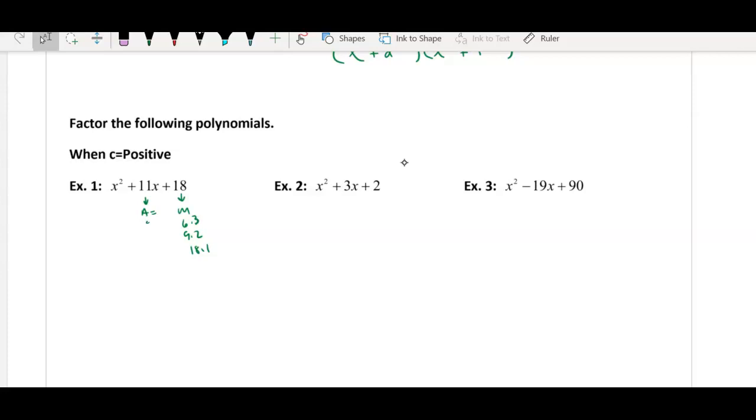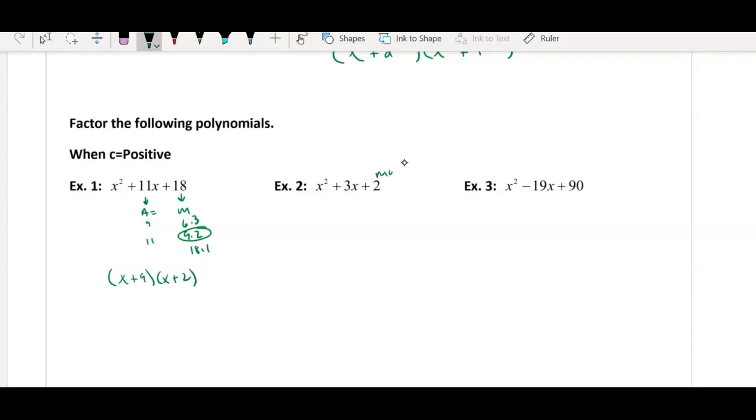Well, 6 and 3 add up to 9. 9 and 2 add up to 11, so bingo. So these are the factors we're going to use. So to factor x squared plus 11x plus 18, we would say it's x plus 9 times x plus 2.